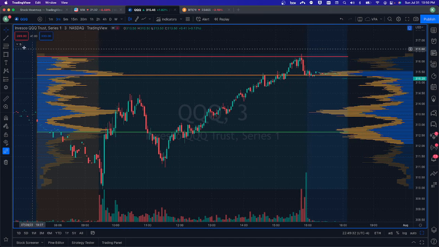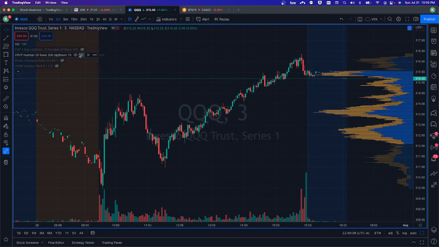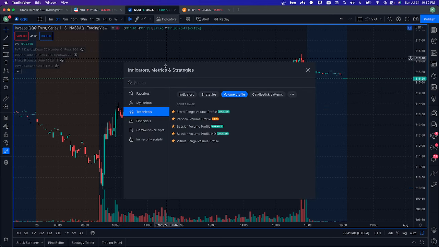So you can see here on my chart, I have two volume profiles, and the way these are configured, let me go ahead and turn these off for now. You can go up to indicators, and this is for TradingView, every broker is different. I did do a whole volume profile video previously, and at the end of that video, I show how to set this up in Thinkorswim and TradeView as well. But in this case, I want to show, if we go to volume profile and technicals, I add in the periodic volume profile and the visible range volume profile.